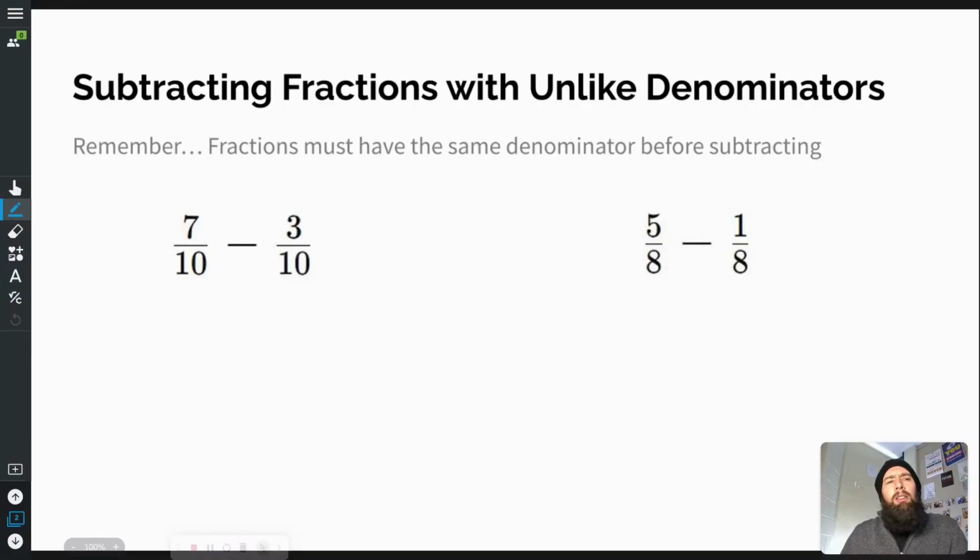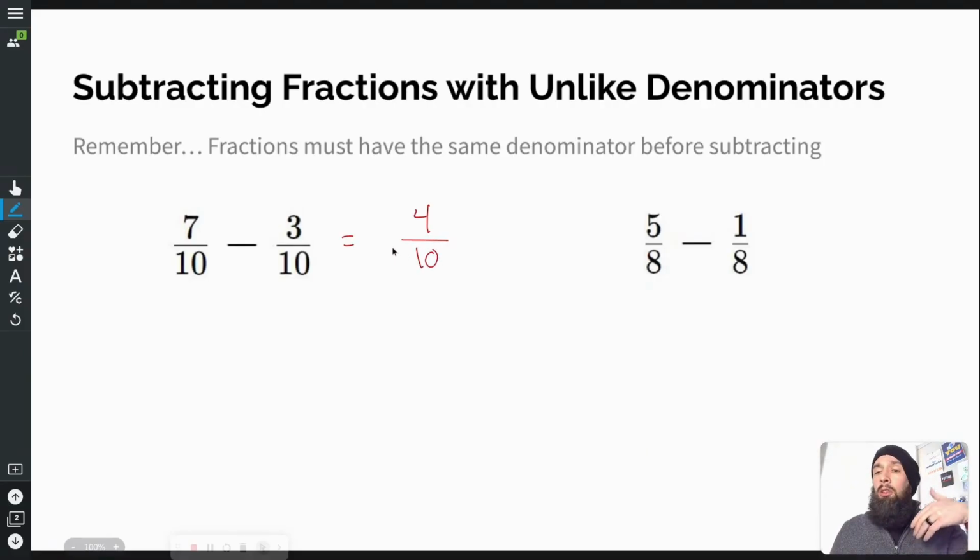Remember, fractions must have the same denominator before subtracting. Okay, so if you saw my addition video, we started out the same way. When you subtract fractions, if the denominators are the same, you subtract the numerators as you normally would. 7 minus 3 is 4, and then keep the denominator like it is.